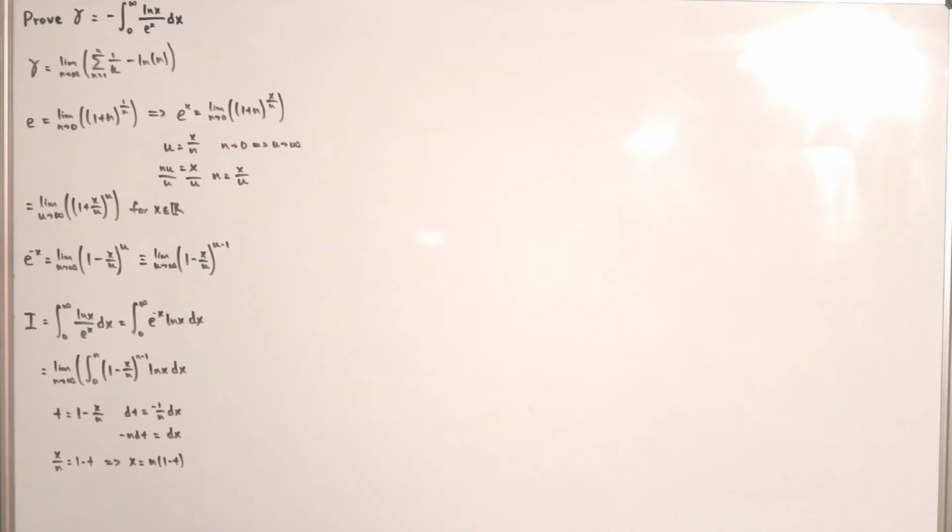Okay? And don't forget that we also need to change our bounds of integration, since now our new integral will be in terms of t. So as x approaches n, when we plug n in for x, we get 1 - n/n, which is 1 - 1, so that's 0. So this implies t approaches 0. And then as x approaches 0, that means 1 - 0, so t approaches 1.